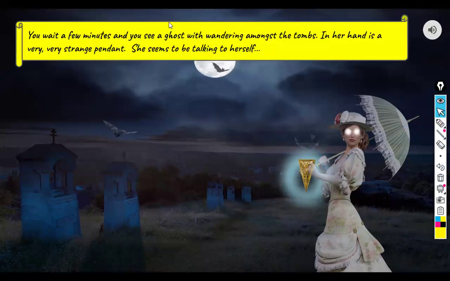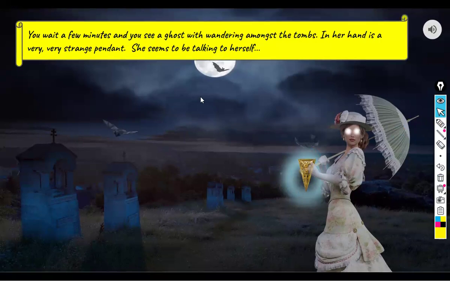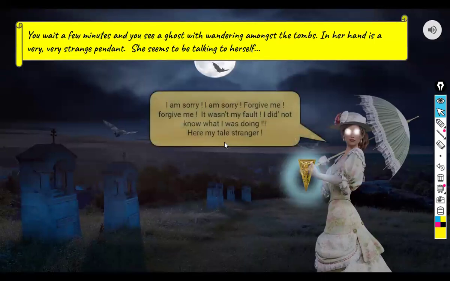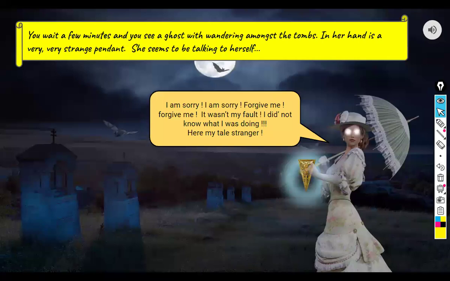Her name is what? You wait a few minutes and you see a ghost wandering amongst the tombs. In her hand is a very, very strange pendant. She seems to be talking to herself. It's not a piece of pizza, guys. It's a pendant. She keeps mumbling to herself. I'm sorry, forgive me. This wasn't my fault. I did not know what I was doing.